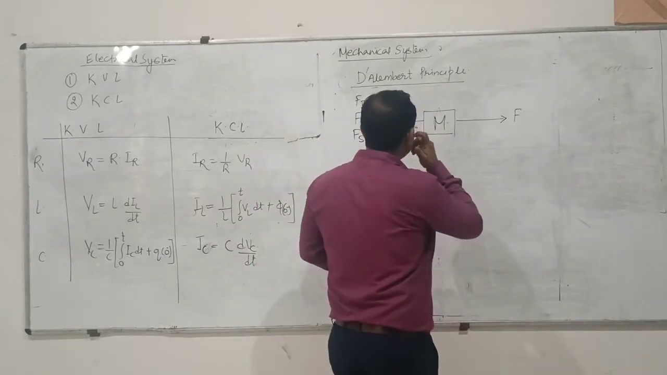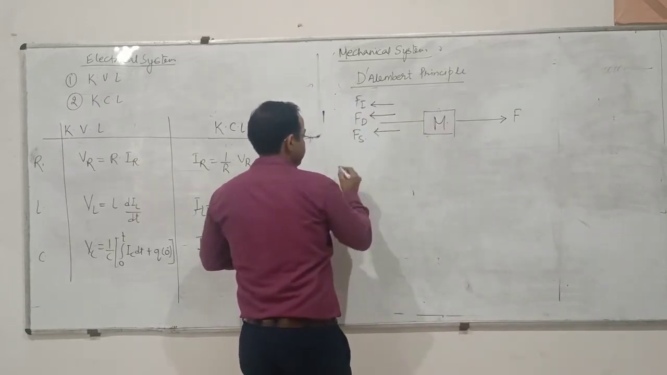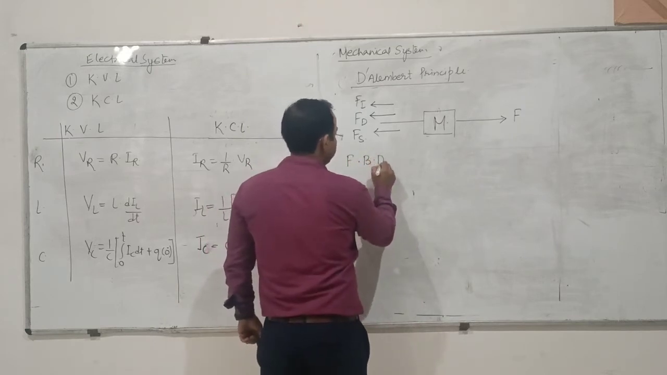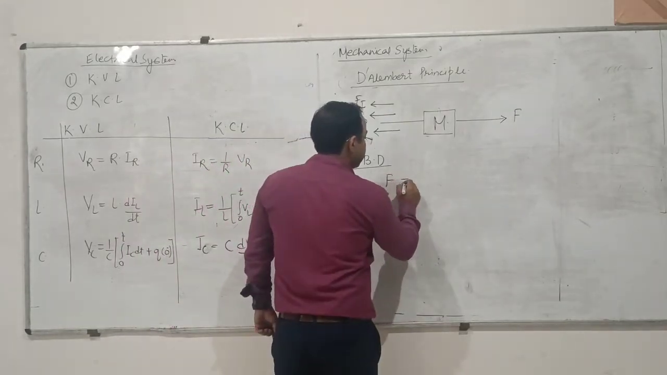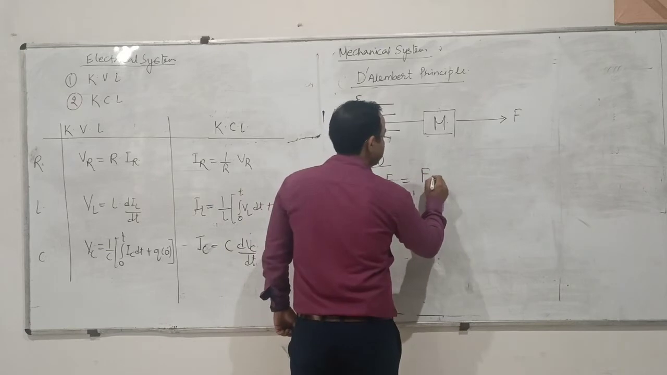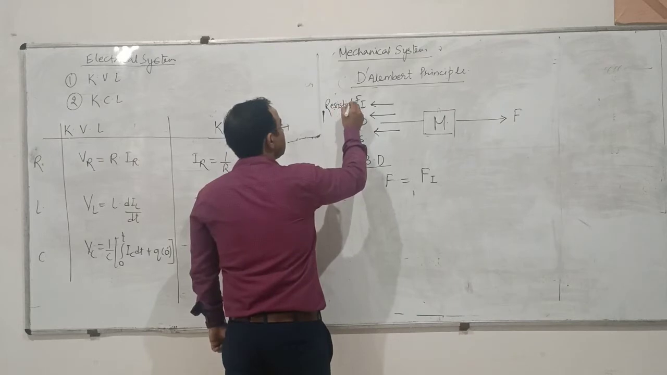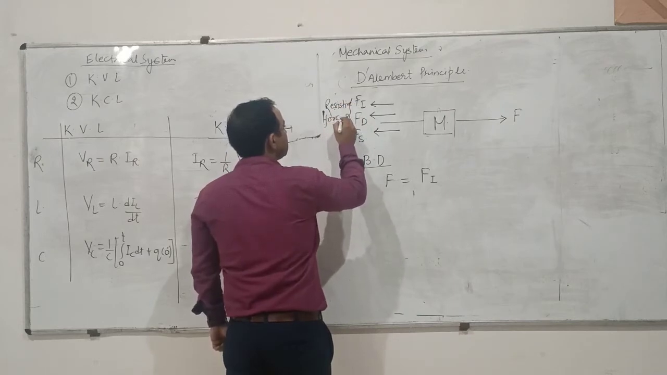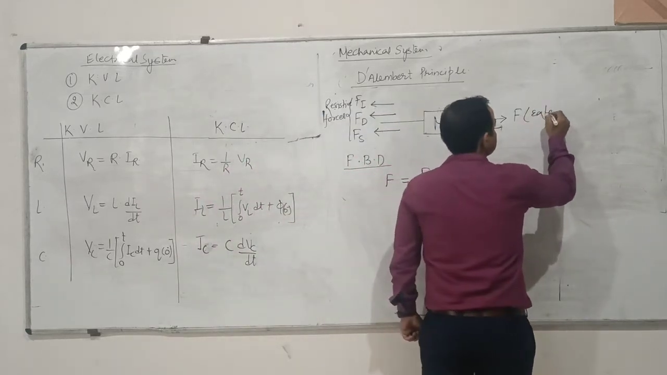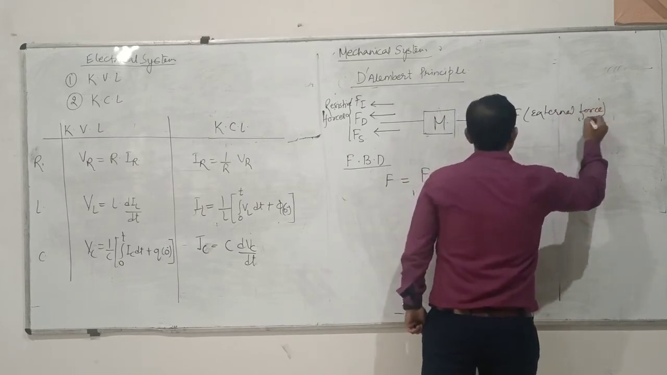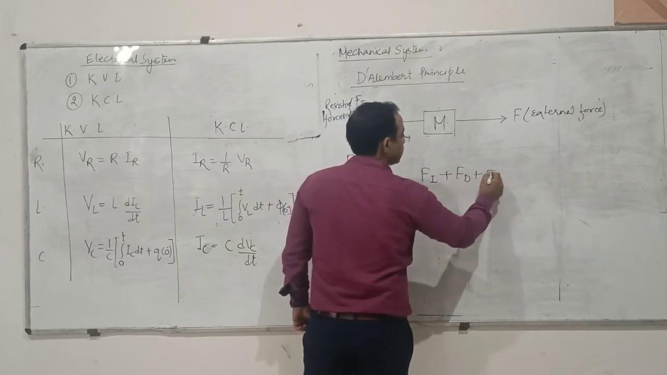Or we can draw the diagram. If we take the free body diagram, FBD, of this particular mass body, then F will be directly equal to the summation of all the resistive forces. These three are resistive forces, and F is called the external force. So F should be equal to Fi plus Fd plus Fs.